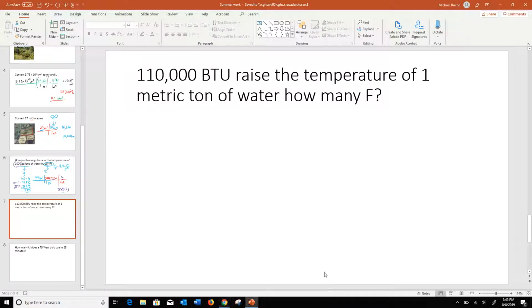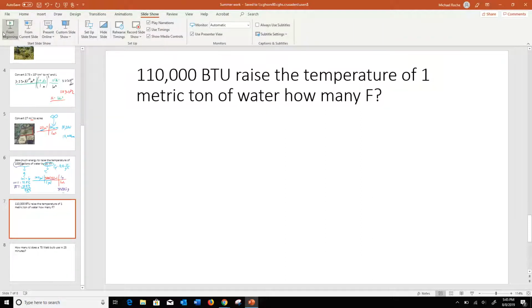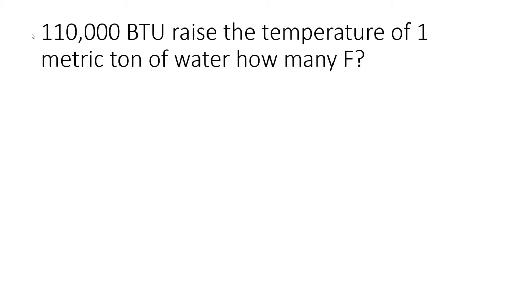All right, so last two here, we're converting BTUs. We're trying to figure out how much Fahrenheit the water will change in temperature if you have 1 metric ton and you put 110,000 BTUs in it. So the first thing you want to do here is convert those BTUs to joules.